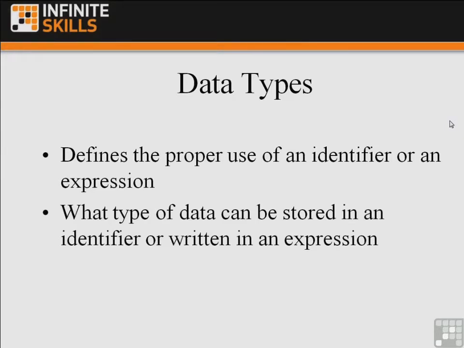Data types also help us determine what type of data can be stored in an identifier or written in an expression. So for example, when we have numeric identifiers like numeric variables, then only numbers can be stored in those variables. Same thing with strings. If we have a string variable, then only a string can be stored in that variable.